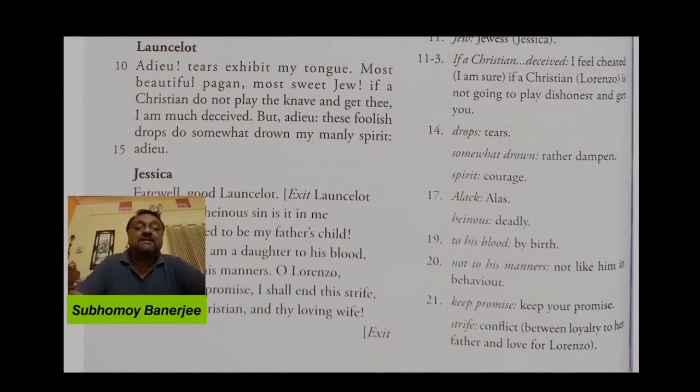So in that sense, he will be acting as the knave. If I am not mistaken, a Christian will come, and that Christian refers to Lorenzo, and he will take you away. Otherwise, I would consider myself to be deceived. So he is confirmed, he is very sure, because he knows about the love affair between Lorenzo and Jessica.